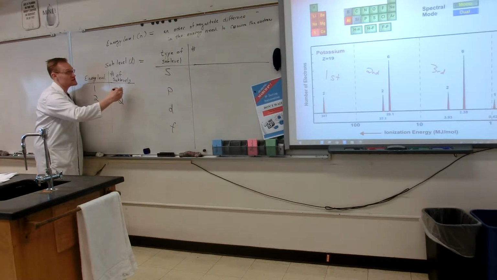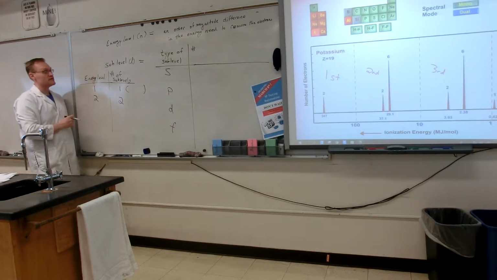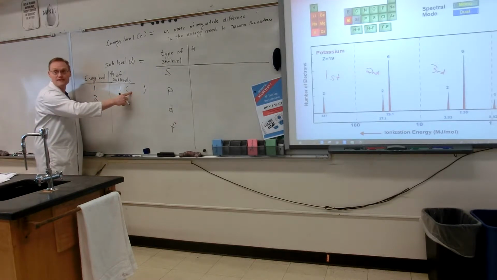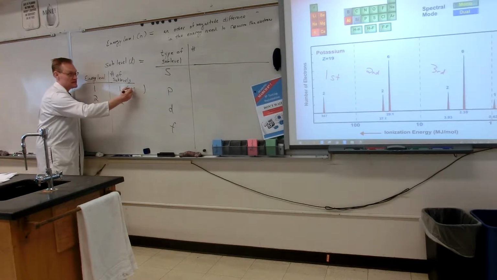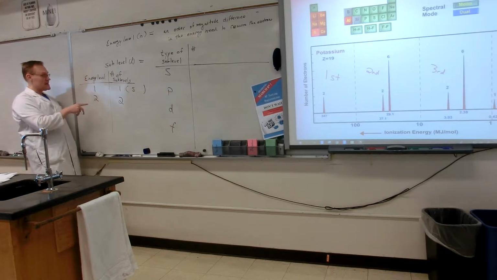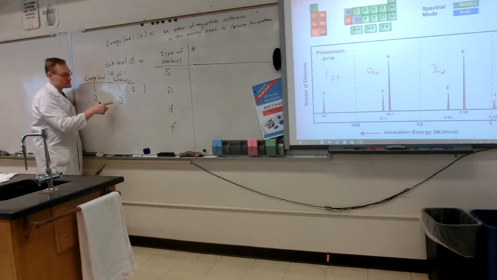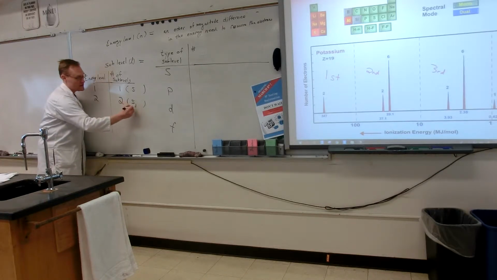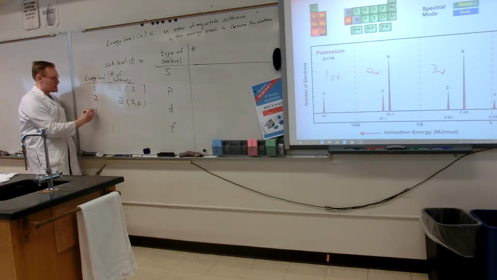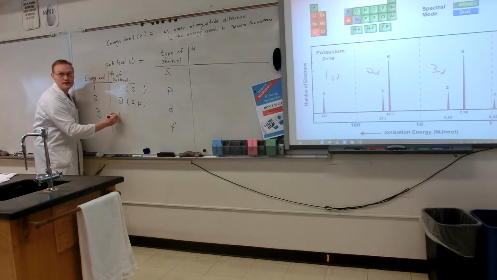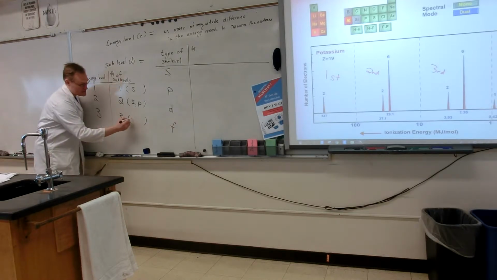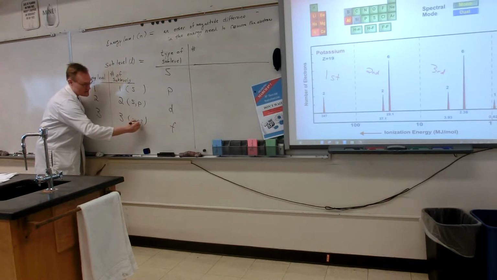If I have the second energy level, how many sublevels are there going to be? 2. In the first energy level, I have 1 sublevel. What's that sublevel going to be called? S. If I have a second energy level, I have 2 sublevels. What are those sublevels going to be called? S, and the second one would be a P. If I have 3 energy levels, how many sublevels will there be? 3. There'd be an S, a P, and a D.